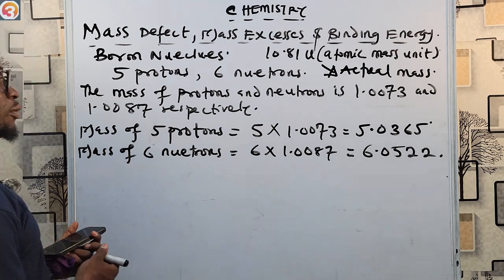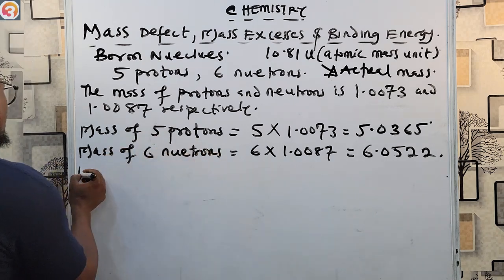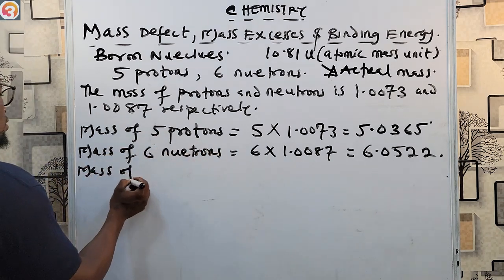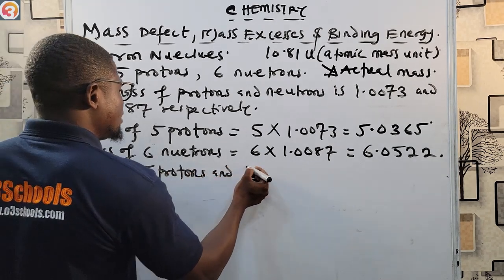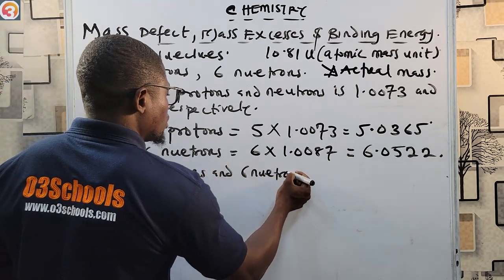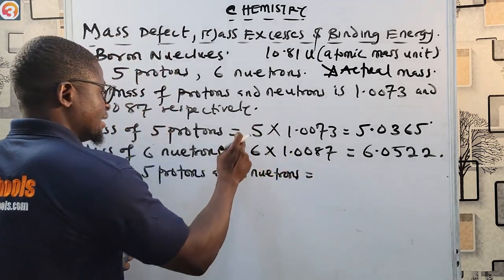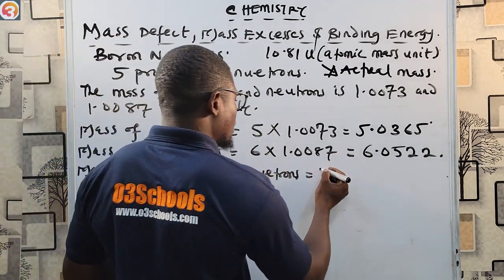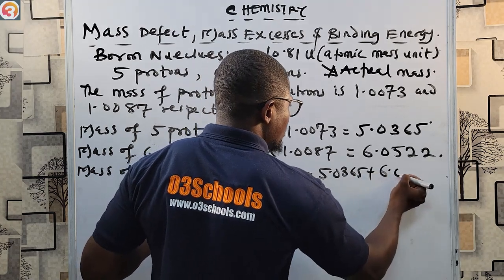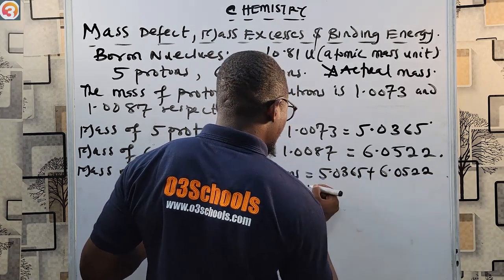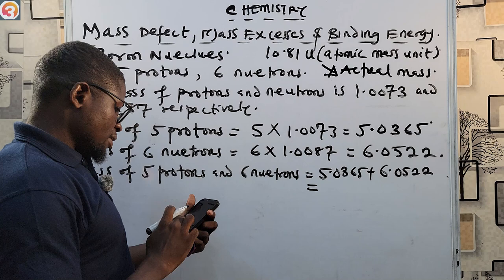Okay, so we can then look for the mass of 5 protons and 6 neutrons. That is the mass of this and this. You add them together. That is 5.0365 plus 6.0522. If you do that, what are you going to have?